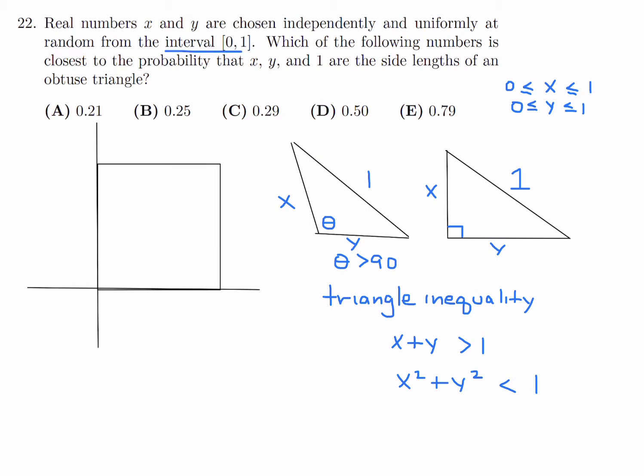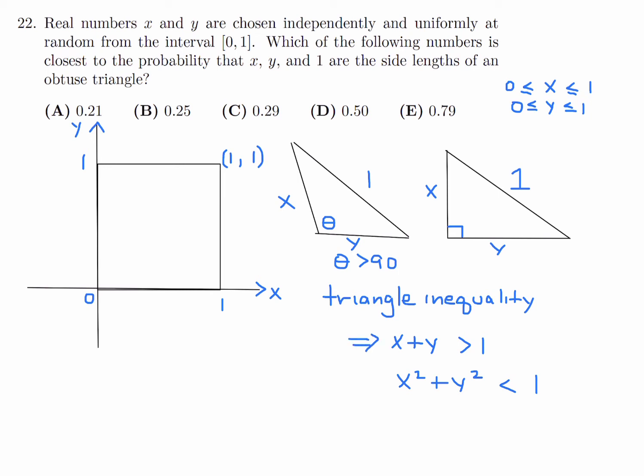The first thing, of course, is to plot the interval, and x and y are both going to be chosen from that interval 0 to 1. So this is 0, this is 1, this is 0, this is 1. So that box is basically our interval.